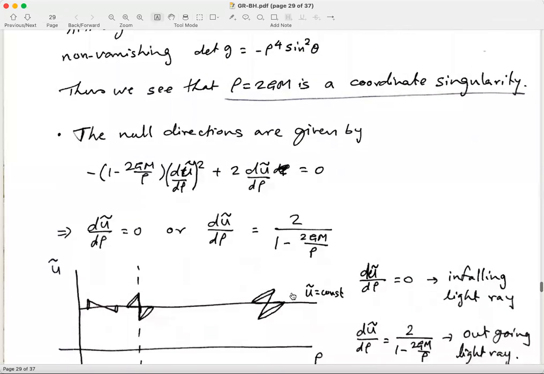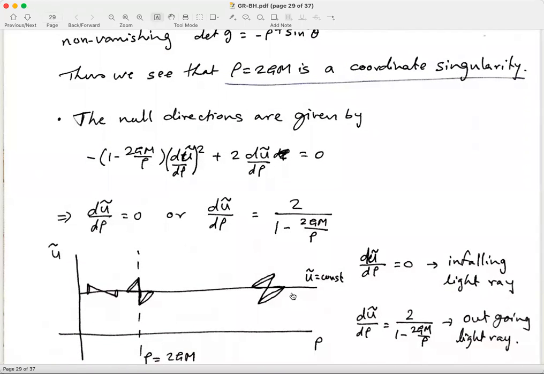Fine. So this equation has one trivial solution, which is du tilde by d rho equals 0. That tells you that u tilde is a coordinate which is independent of rho. So it's kind of a constant coordinate. And so you could say that one of the light cone directions is du tilde by d rho equals 0. If you are trying to draw it in the u tilde-rho plane, this du tilde by d rho equals 0 is a statement that u tilde is constant with respect to rho, and therefore it should be a horizontal line.